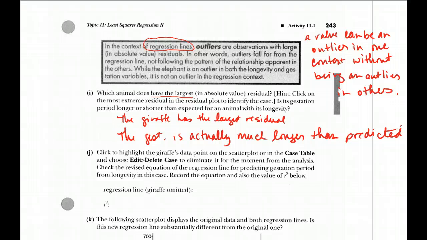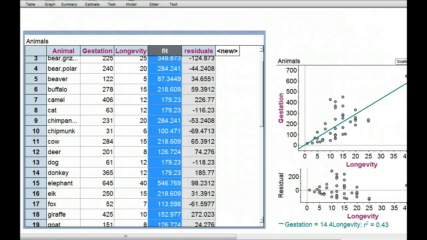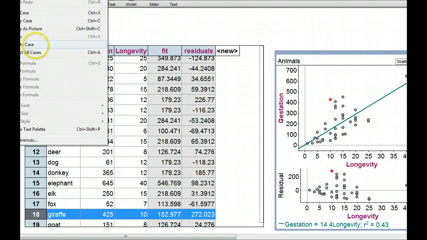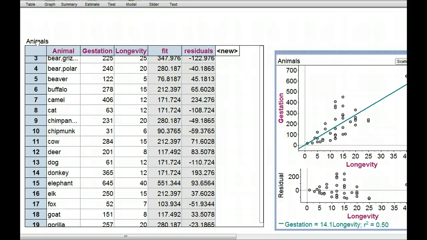Next, click to highlight the giraffe data point on the scatter plot or in the case table and eliminate it. Check the revised equation in the regression line. So we're going to see the impact of removing the giraffe. So here's the giraffe, and we're going to delete it. Delete the case, and we see what happens. The gestation equation changes to 14.1 on this one. And R squared is 0.50.